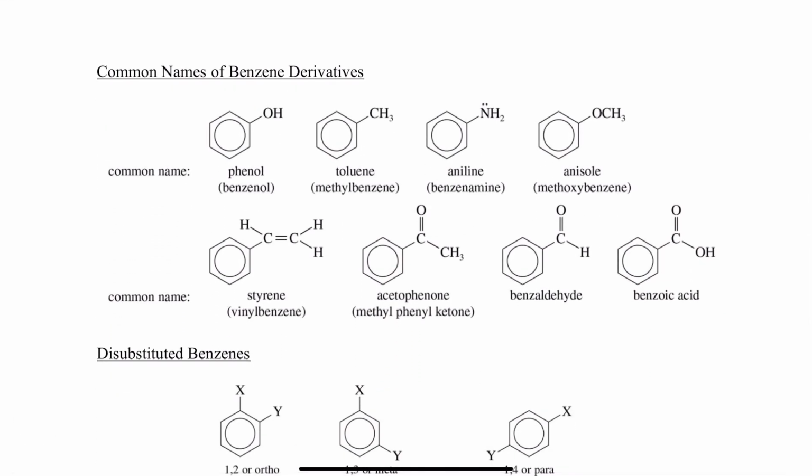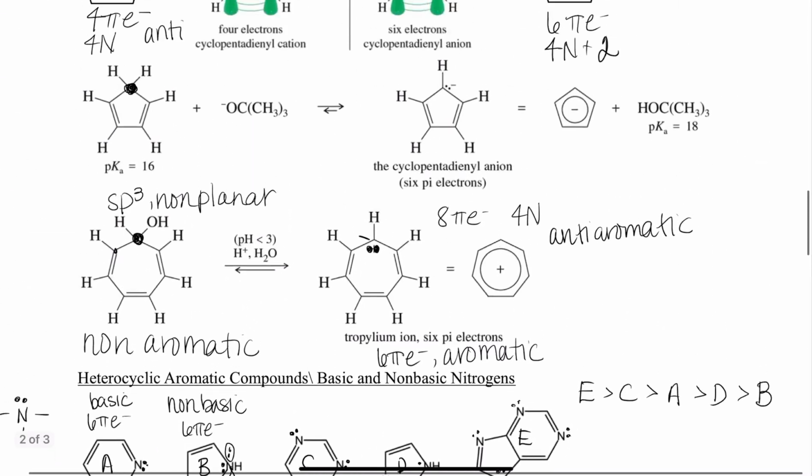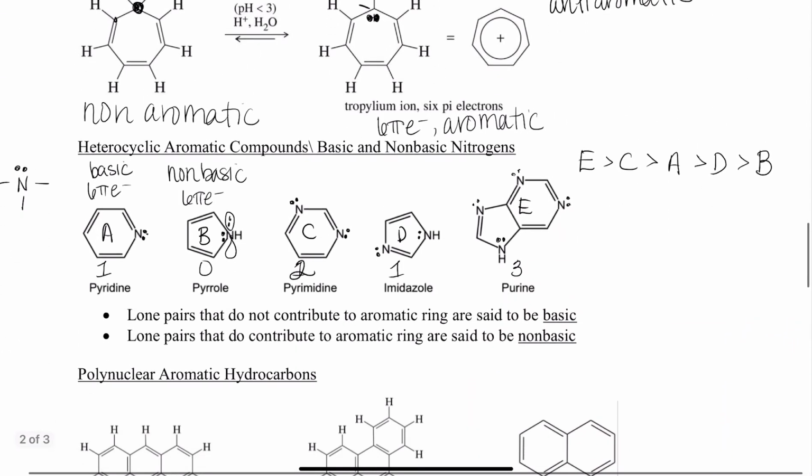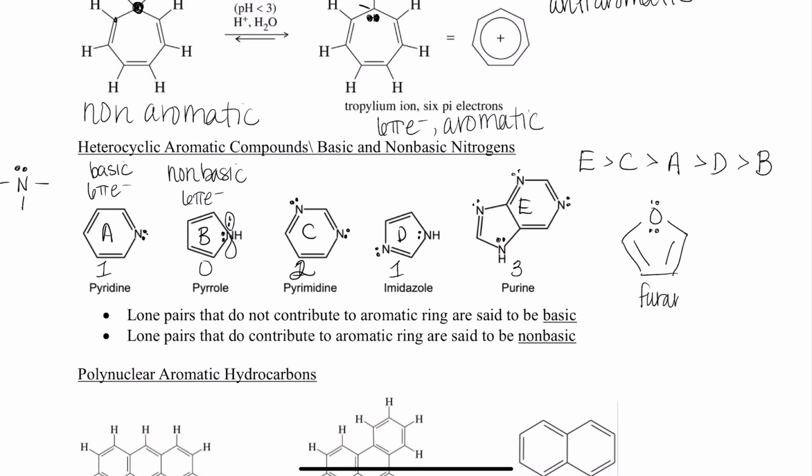Now we're going to go into common names, how we name our benzene derivatives. I forgot to mention this, but with our heterocyclic aromatic compounds, make sure you're familiar with all of their common names. Know how to name them. Oh, and I said I would go over an example where we don't have nitrogen, but we have another heterocyclic compound. So this right here is what we would call furan.